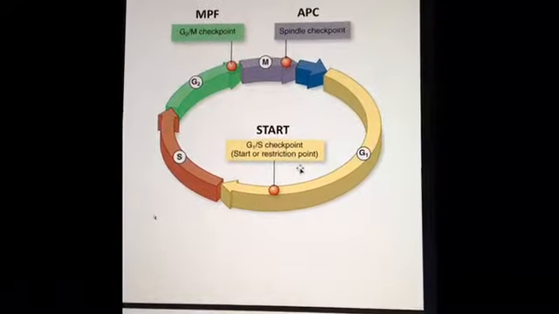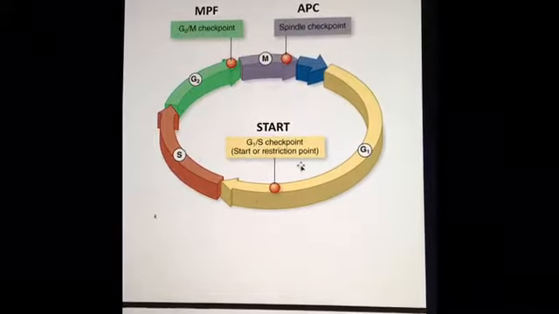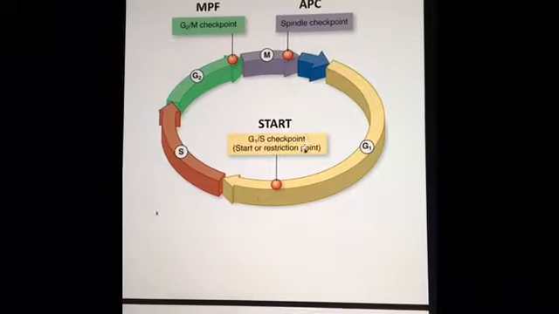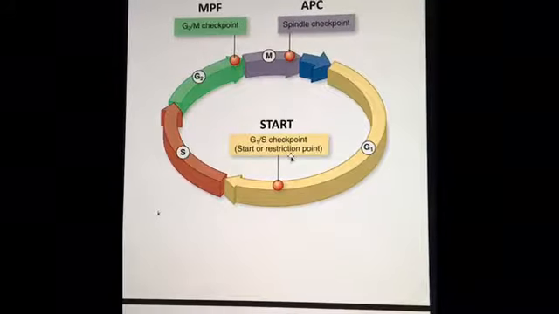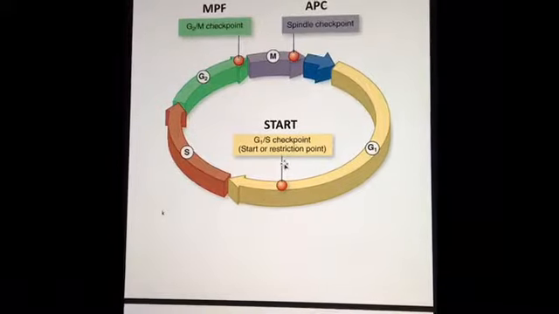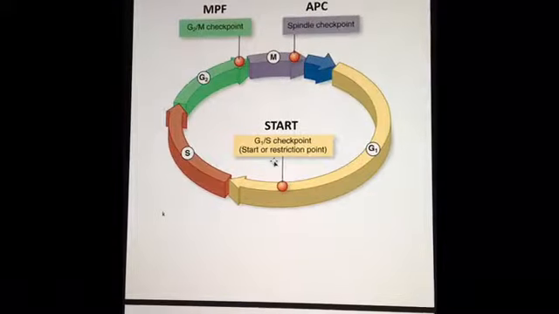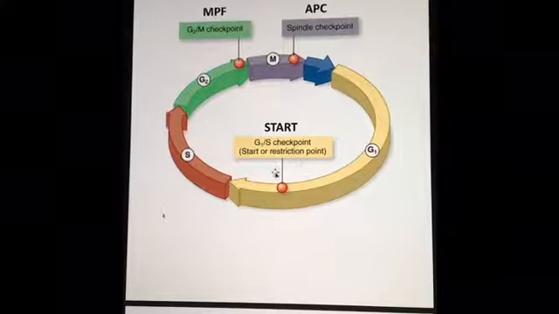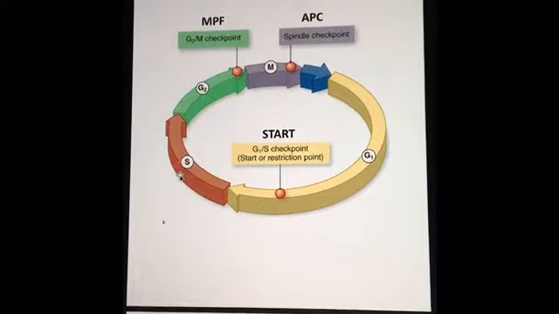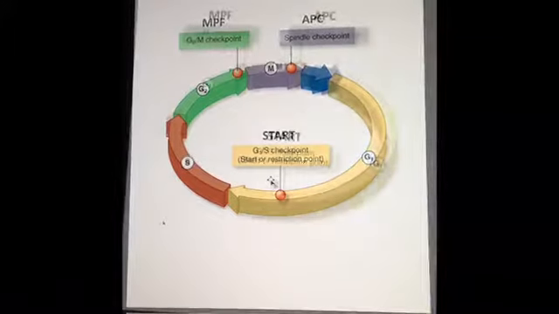And now we're going to go over the checkpoints that happen during mitosis. So the first checkpoint that we're going to start off with is the G1/S checkpoint. And what basically happens at this checkpoint is that it checks the DNA for damage, and it also checks to ensure that the proteins that are needed to carry on interphase and to go into mitosis are present.